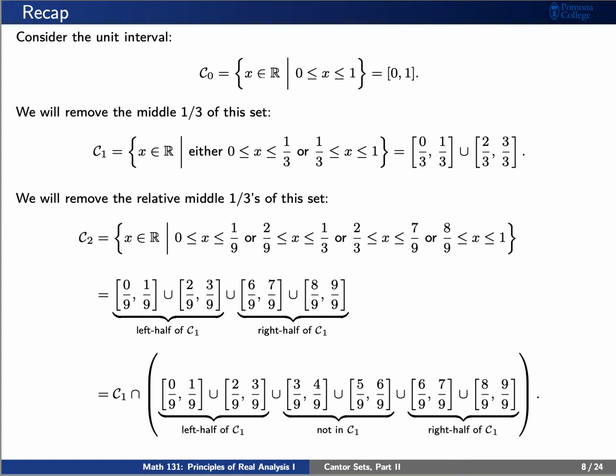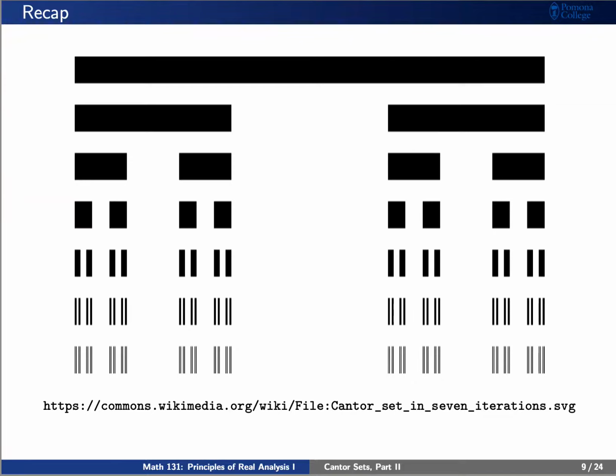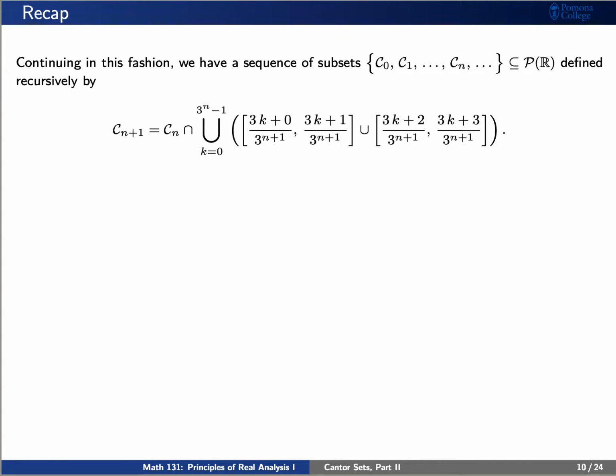By relative middle 1/3, what I mean is that we want to remove from 1/9 to 2/9 and then from 7/9 to 8/9. You can see here in the diagram what we're doing. The solid bar at the top is the interval from 0 to 1. Just below that, you have the two solid bars. These will be the intervals from 0 to 1/3 and then from 2/3 to 1, and so on and so forth. Continuing in this fashion, we have a sequence of subsets, which we can write recursively in this way here. You'll notice that all that we're doing is removing the relative middle 1/3.